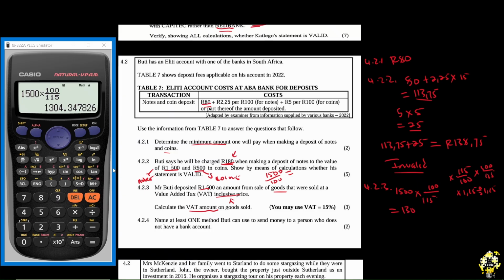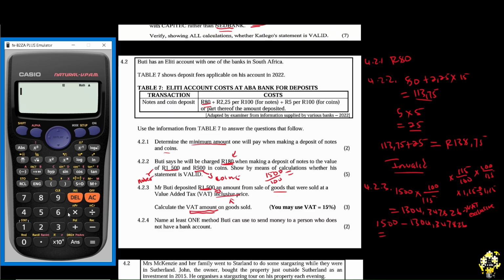We are going to be left with an amount which is 1,304.347826. The original amount is VAT inclusive. So this amount is now VAT exclusive. When I told you in that video, if you have an amount that is VAT inclusive and an amount that is VAT exclusive, if you subtract them, you are going to be left with something called the VAT amount. So let's say 1,500 when you subtract 1,304.347826. What do you get?